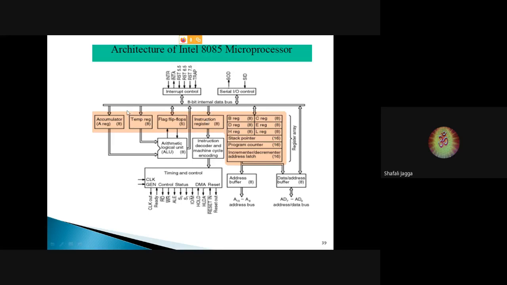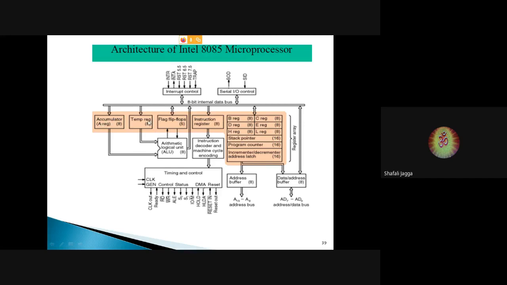The registers in the 8085 microprocessor are the accumulator register, B register, C register, D register, E register, H register, and L register. All these registers are general purpose registers and they have the capacity to store 8 bits. The accumulator register is the most important register of the 8085 microprocessor because it stores one of the operands. Also, it stores the result after the operation. Whenever any arithmetic or logical operation is performed in the 8085 microprocessor, after performing the operation, the result will generally be stored in the accumulator register.